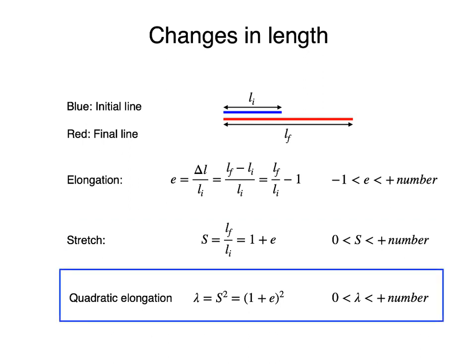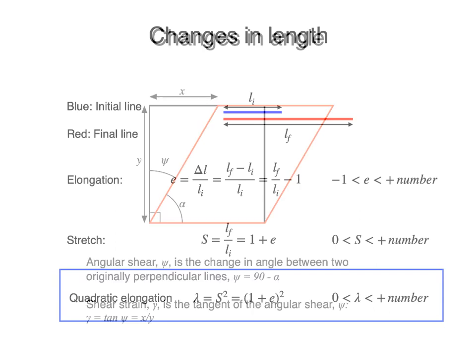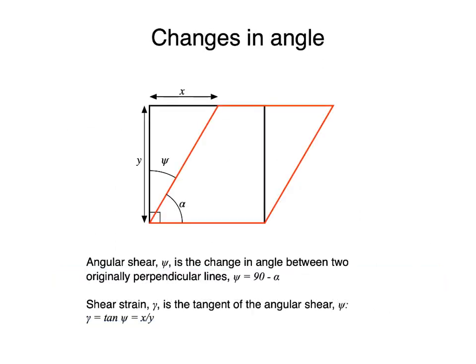And the quadratic elongation, lambda, is the square of the stretch. It is a value that ranges from 0 to a positive number. A quadratic elongation of 1 means no change in length. In this figure, the black square is the undeformed configuration, and the red polygon is the deformed configuration.